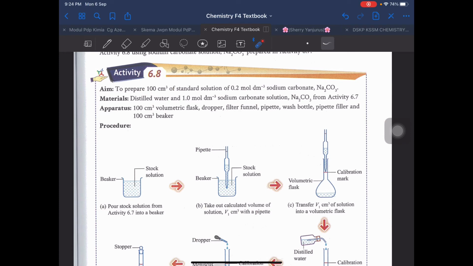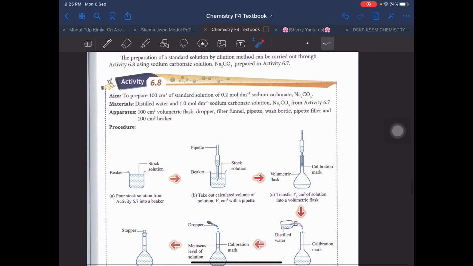Okay, I hope you understand that. Apparatus, apa radas yang diperlukan? 100 cubic centimeter of volumetric flask. I told you already that volumetric flask, kelalang volumetri ni ada pelbagai size. So depending on the soalan, if the soalan say it wants you to prepare 100 cubic centimeter, pakailah size ini. Kalau dia mau 250, pakailah size 250, begitu.